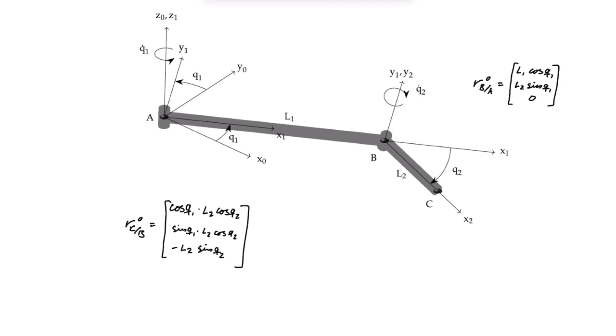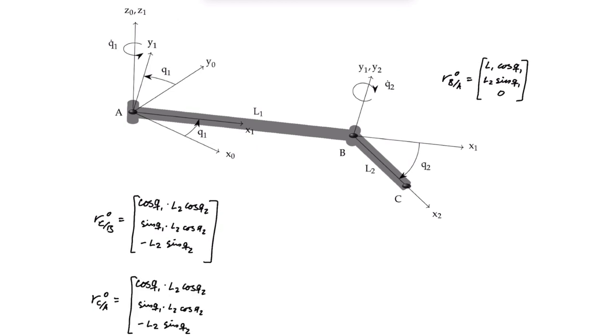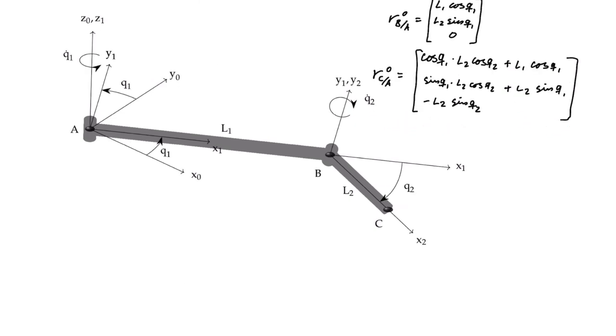We can now get the vector from A to C by just adding these two together. So the RCA is equal to, so I just copied this part here to here, and then we can just add this one. So plus L1 cos Q1 plus L2 sine Q1. And that's the position of CA. So this is the vector from A to B. So we found the position in C.